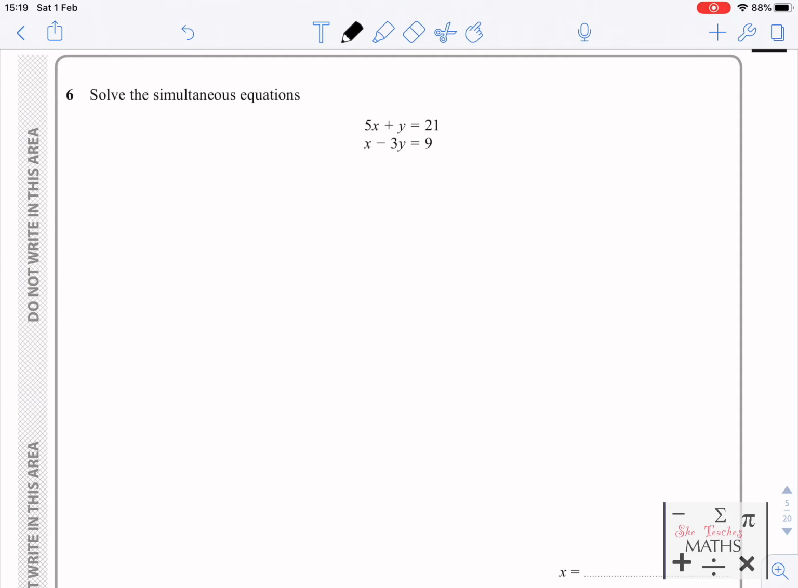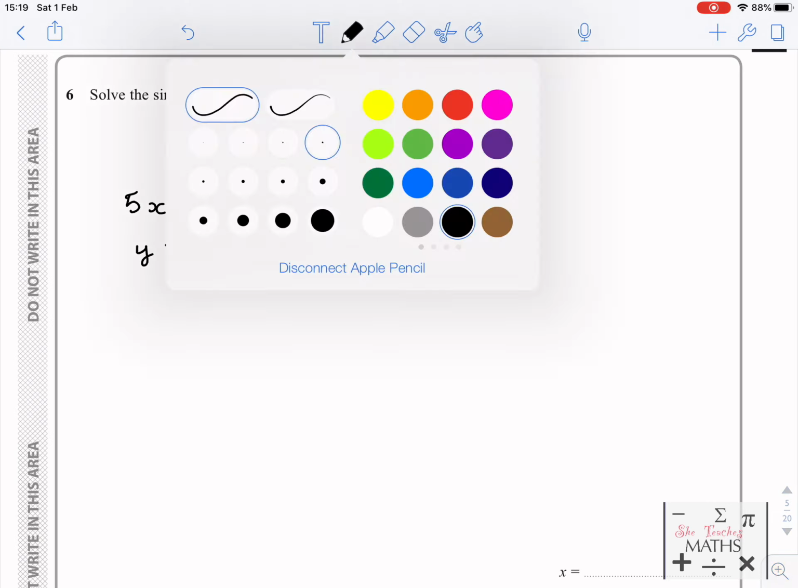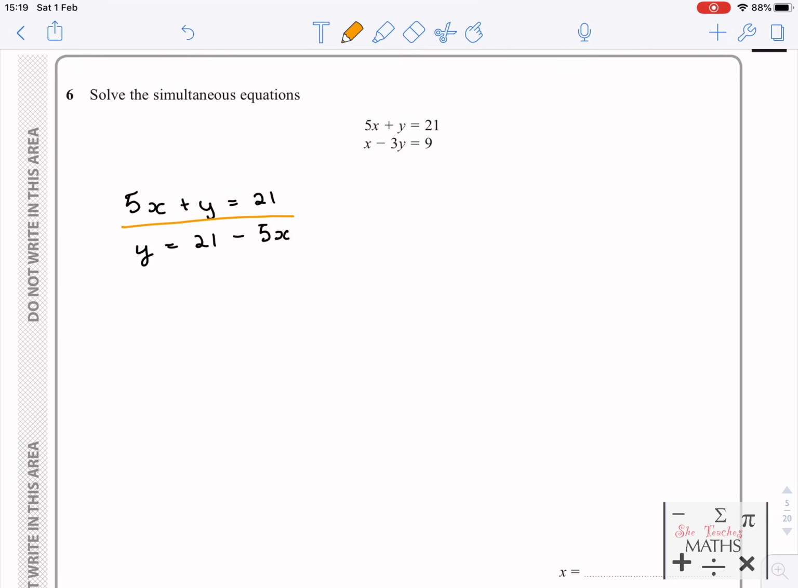Okay, so question 6 is asking us to solve these simultaneous equations. What I would do is start with the first equation, which is 5x plus y equals 21. Then I'd make y the subject of this formula. So you minus 5x from both sides to get 21 minus 5x. So now we've got an equation for y.